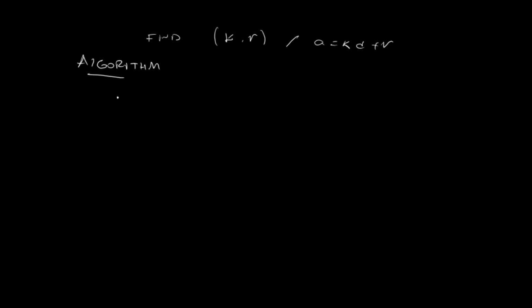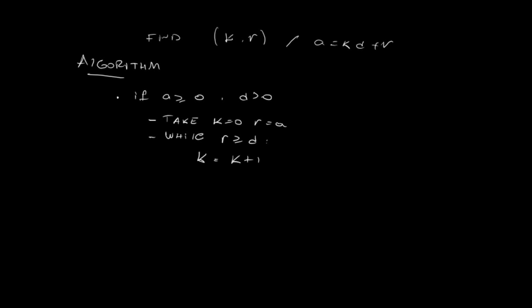Okay, so if A is positive or equal to 0 and D is greater than 0, then you have to take K equals 0 and R equal to A. And what we will do is, while R is greater than or equal to D, we will redefine K as K plus 1, and R as R minus D.